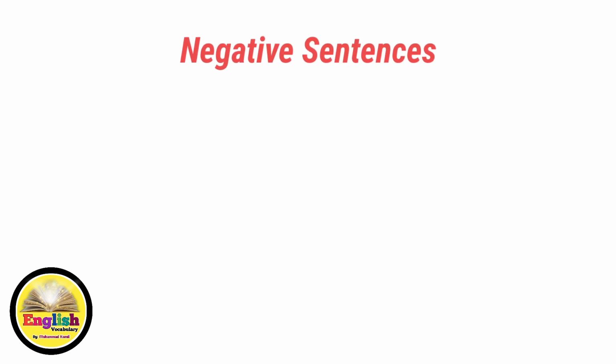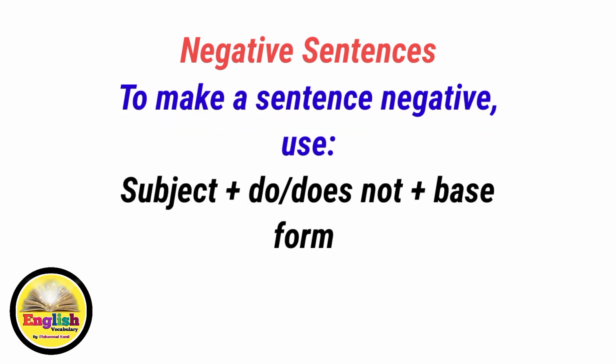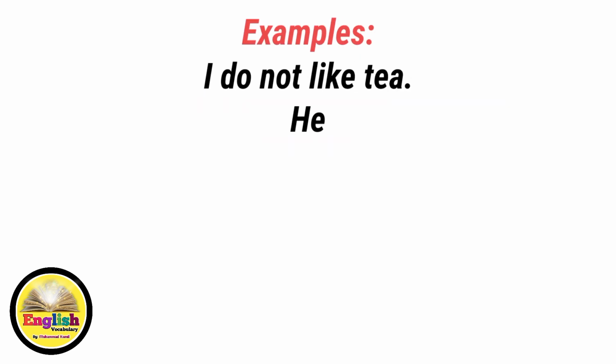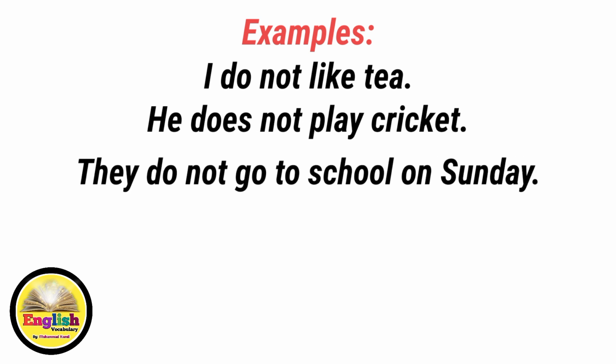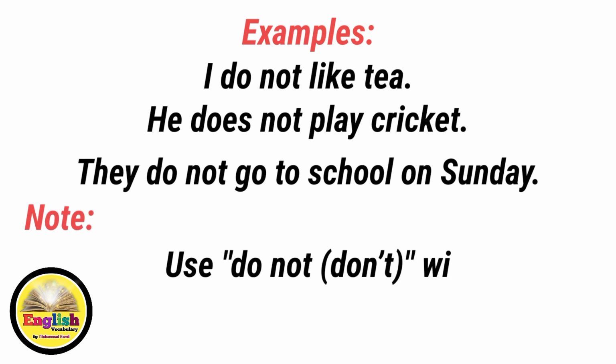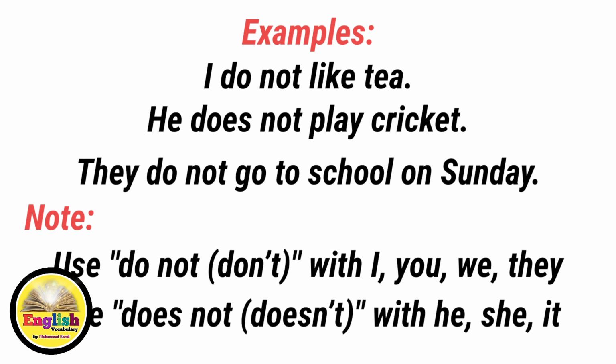Negative sentences. To make a sentence negative, use subject plus do/does not plus base form of the verb. Examples: I do not like tea. He does not play cricket. They do not go to school on Sunday. Note: use do not, don't, with I, you, we, they. Use does not, doesn't, with he, she, it.